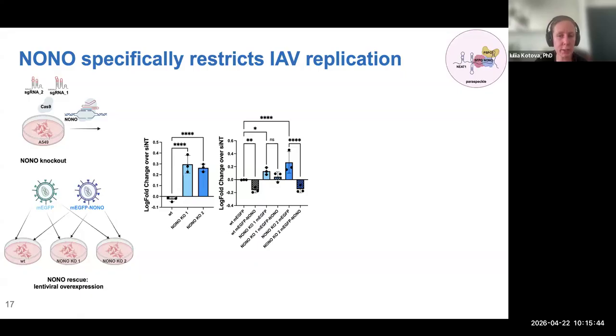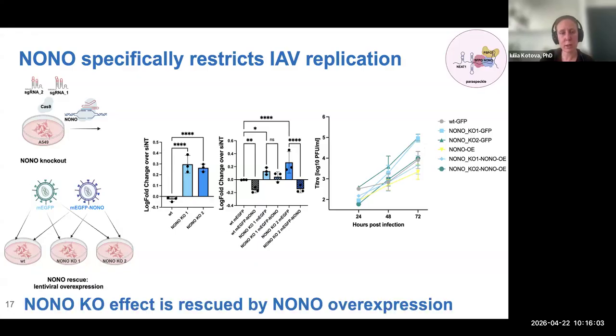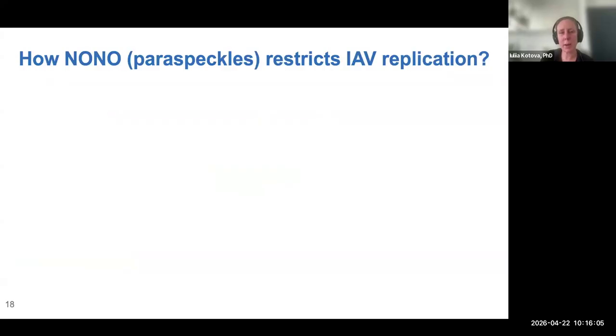We also measured the titers of the virus to see how fit the virus is upon passaging. And we can see that indeed the virus grows best in the cells that do not have NONO present and worse in the cells that overexpress NONO. And why we think it's happening, as I showed before, is that there is a double phenotype: there are genes that increase infection, and ones that decrease it.